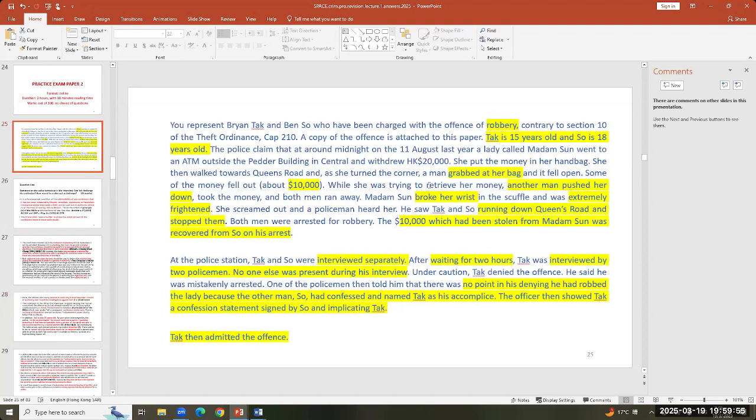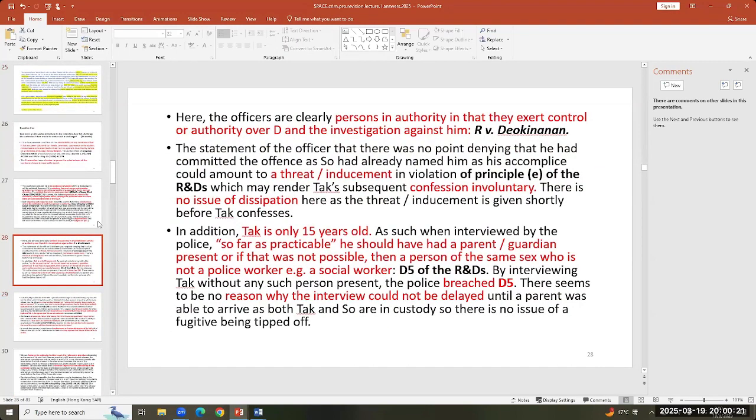Go back to our fact pattern, because we're going to keep referring back as we work through. For TAC, we have this issue that the policeman said, "So has confessed and named you as an accomplice, so there's no point you denying it." Then they showed TAC the statement implicating TAC. So how does that go to the issue of voluntariness? Is it a threat or inducement sufficient to render the confession involuntary?